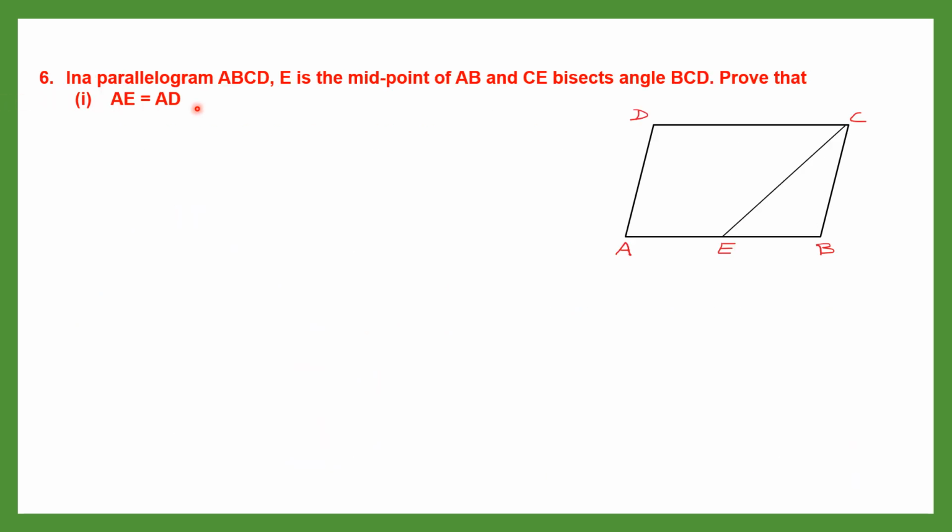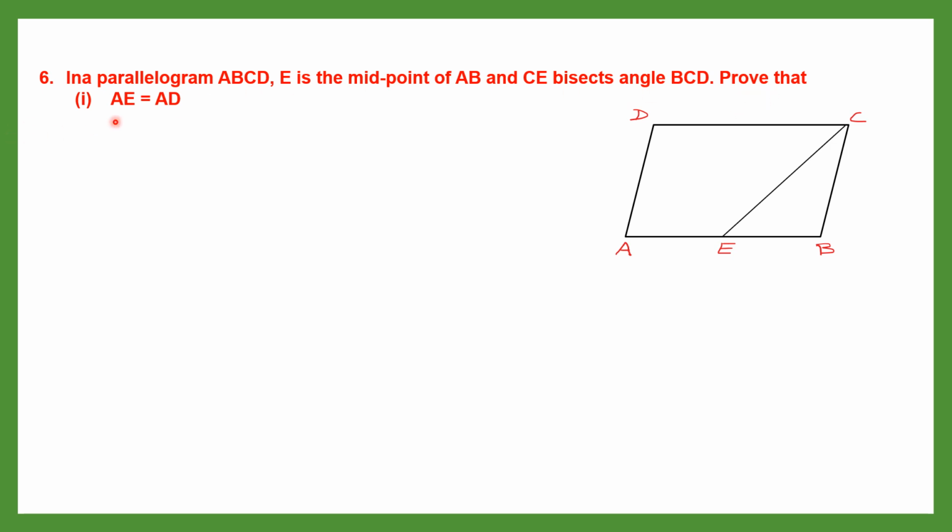Question 6. In a parallelogram ABCD, E is the midpoint of AB, and CE bisects angle BCD. So here we have parallelogram ABCD. E is the midpoint of AB. So we have E here, it's the midpoint of AB, and CE, this line here, bisects angle BCD. It's bisecting this angle. That means it's cutting that angle into two equal halves. Now we have to prove a few things.